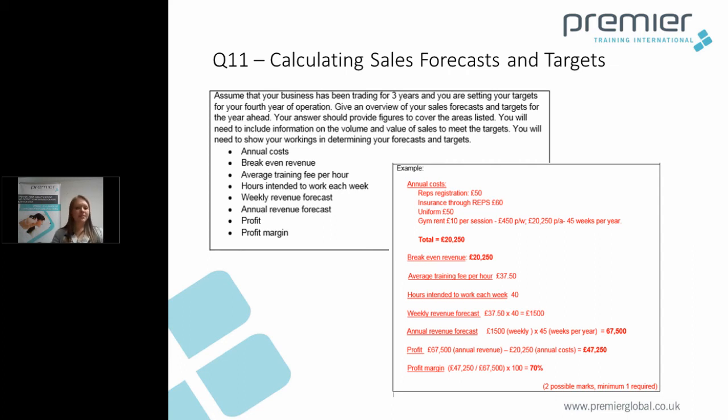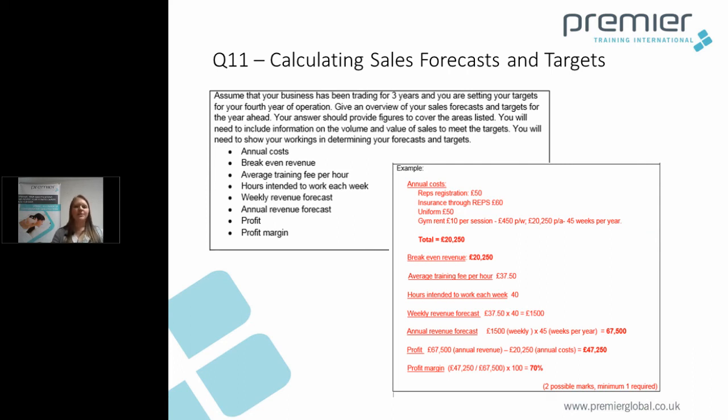So for the next part of the question, we need to work out the profit. The profit is simply taking this figure and minusing away our annual costs. That will give us our total profit for the year. So in this example, that comes out at £47,250.